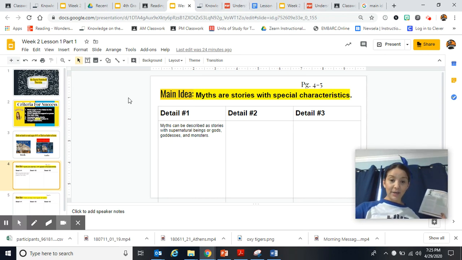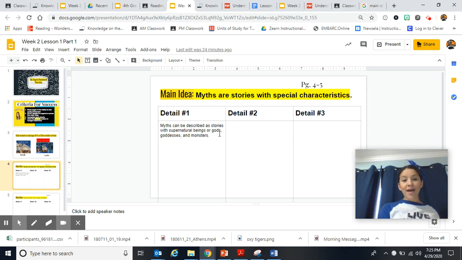So look at my detail. Myths can be described, because that's what we're doing, we're describing myths, as stories with supernatural beings or gods, goddesses, and monsters. That is my detail that gives me more information about my main idea, what it was mostly about. I gave you one. Your job is to find 2 more details to prove the main idea that I gave you right at the top.